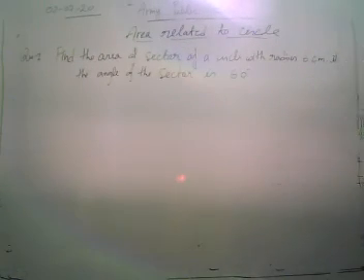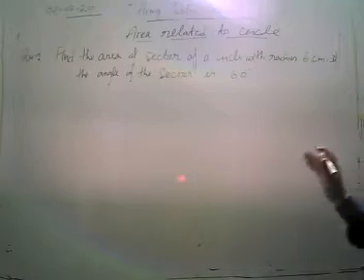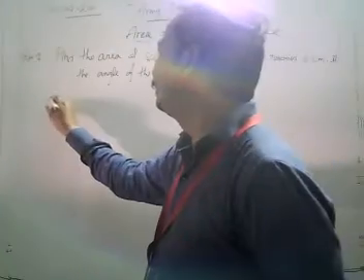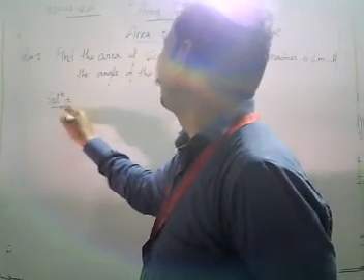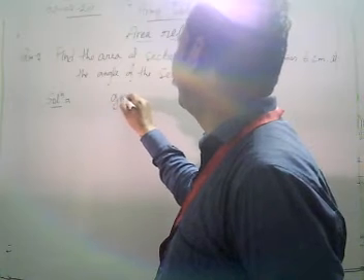Now we have to find the area of sector of a circle with radius 6 centimeter. What do we do in the solution? First of all, we write what is given.